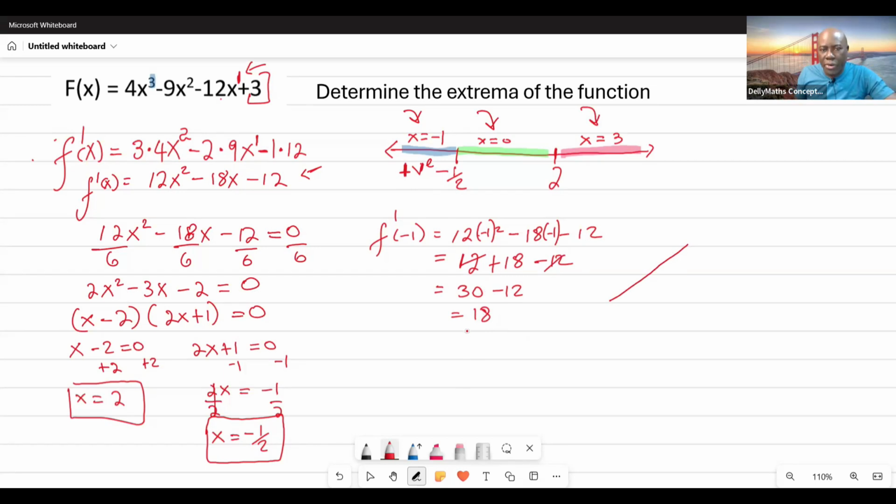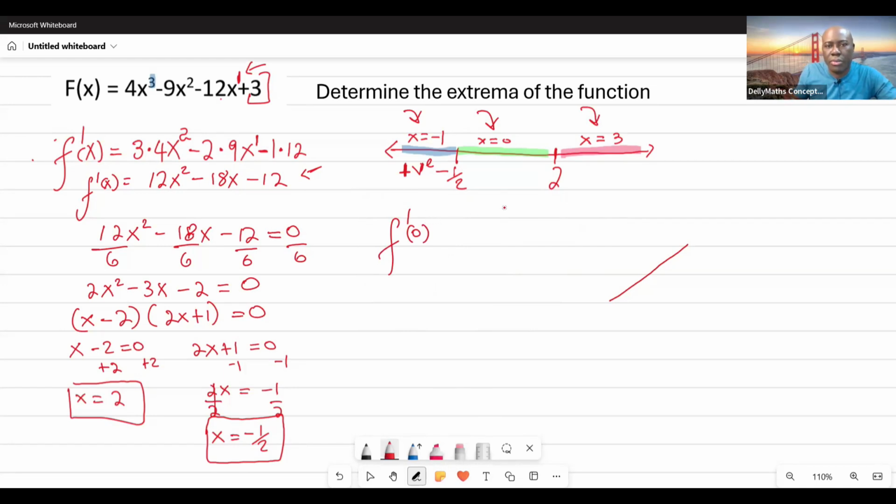And we're going to put 0 in it now. We're going to try f prime of 0. So f prime of 0 is going to equal 12 times 0 squared minus 18 times 0 minus 12. In this case, we're looking at 0 minus 0 minus 12. This is going to give us a minus. So this is a negative right now. That means we're going down here now. So here is telling us that we have a negative.